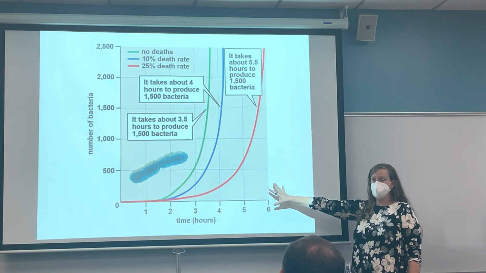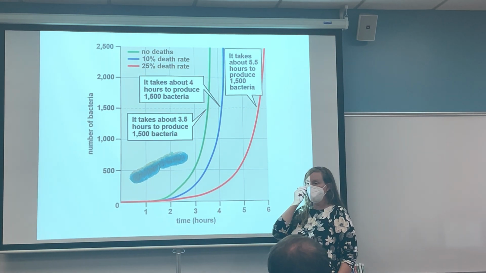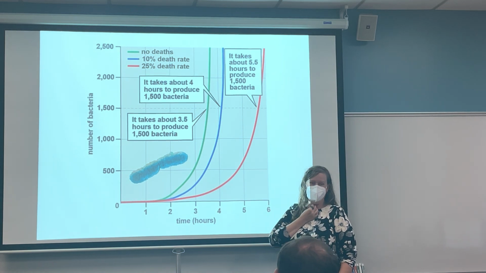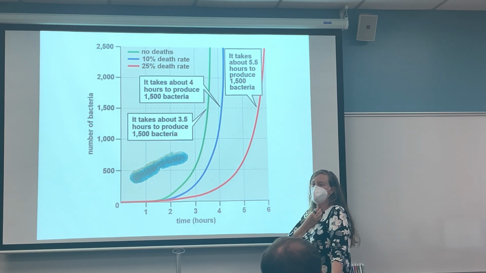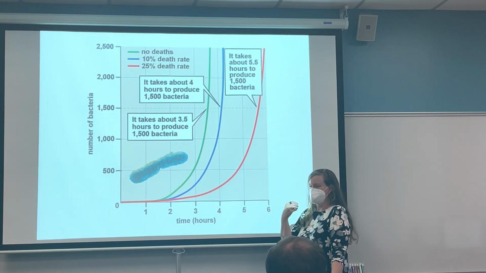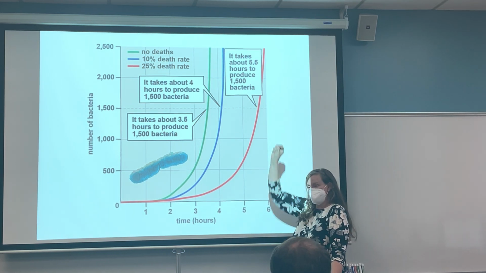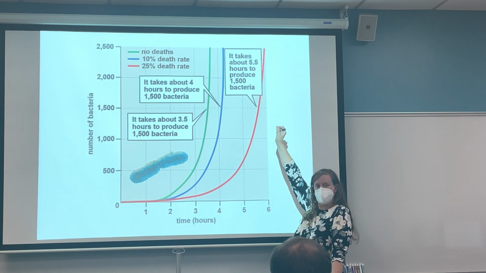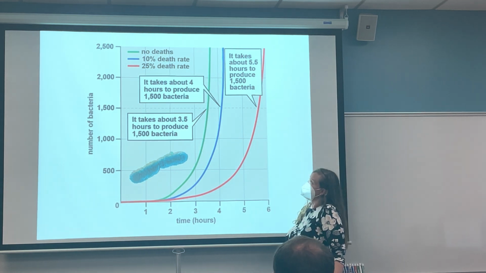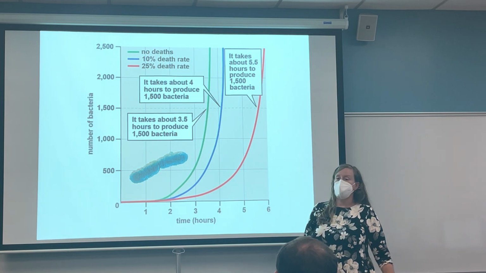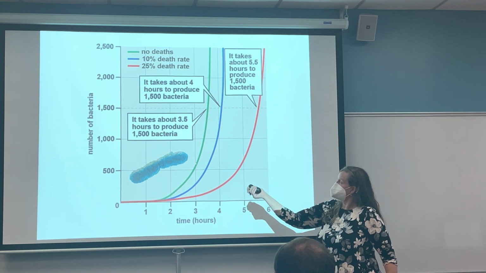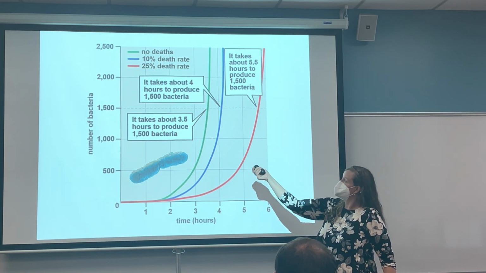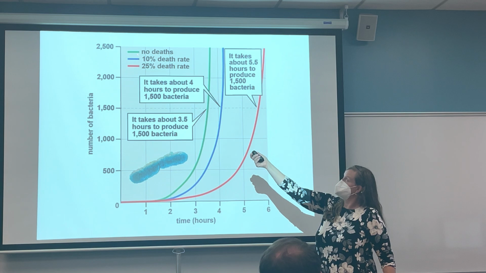So bacteria, this is like my example of getting strep throat. This is what bacteria do in your throat when you get sick. This is what the coronavirus does when someone breathes it at you, is that the population is like this, and then in a matter of hours, it's like that. So here we can see, depending on the population time, that in about 3.5 hours you get about 1,500 bacteria if there's no deaths whatsoever.